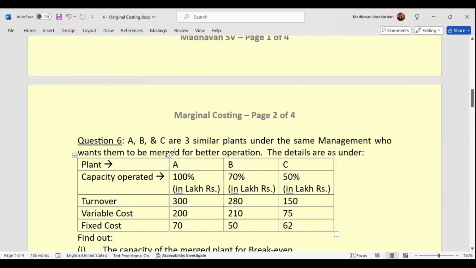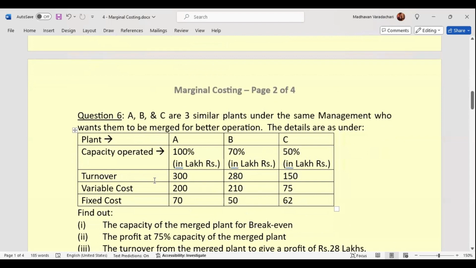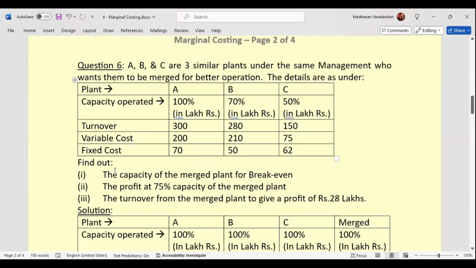Question 6. A, B, and C are three similar plants under the same management, who want them to be merged for a better operation. The details are as under. Capacity operated by plant A is 100%, B is 70%, C is 50%. All the figures are given in lakhs of rupees. Turnover, which is sales turnover, variable cost and fixed cost are given for each of the plants. Find out the capacity of the merged plant for break even. Number 2, profit at 75% capacity of the merged plant. Third one, turnover for the merged plant to give a profit of rupees 28 lakhs.